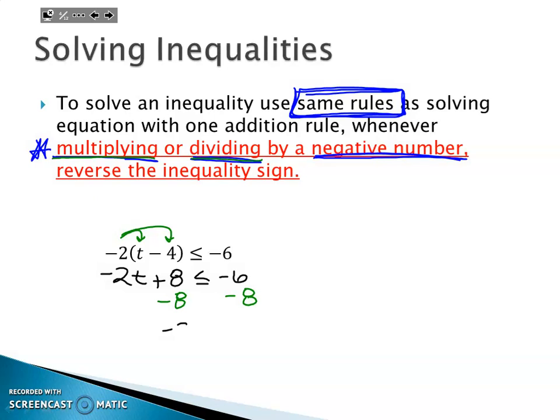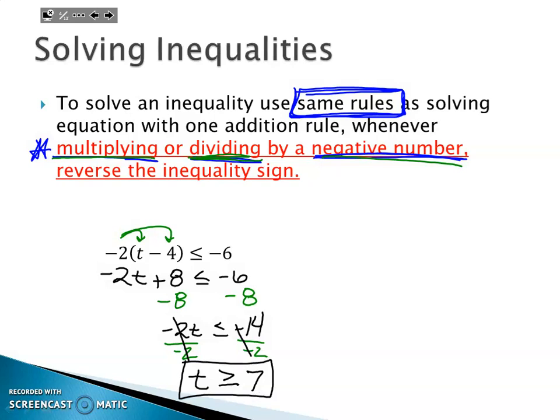That gives me negative 2t less than or equal to negative 14. Now to get rid of that negative 2, I've got to divide by negative 2 on both sides. I have now divided by a negative number, so I'm going to have to flip the sign. Those two cancel, gives me t. Negative 14 divided by negative 2, the two negatives cancel, gives me a 7. And I need to flip this sign and make it a greater than. t is greater than or equal to 7.